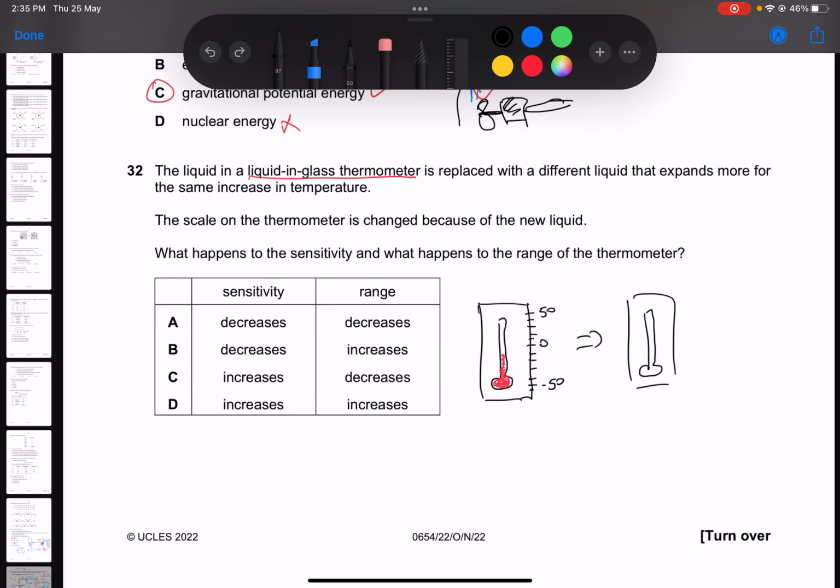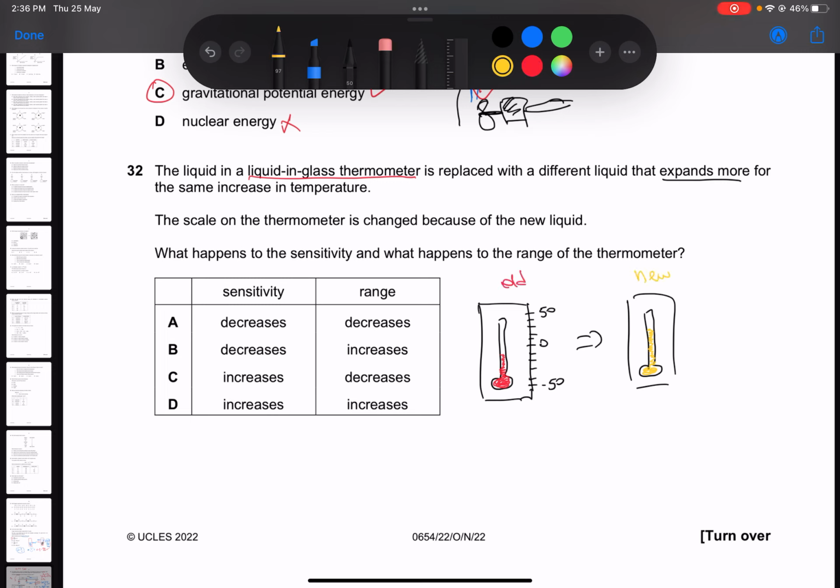Let's say our new object is going to be yellow, okay? Now, the thing is, they expand more compared to the mercury. So what does it mean? For a small change, it's going to expand more. It's going to take more place. Volume increases, actually, okay? This is the old one, and this is the new one.